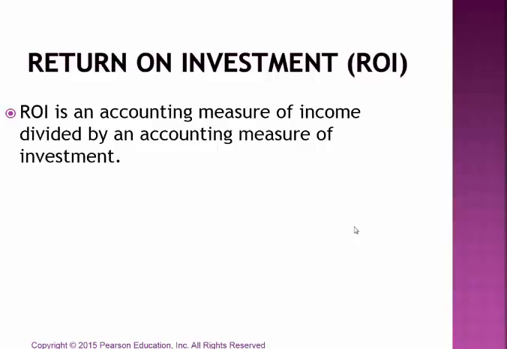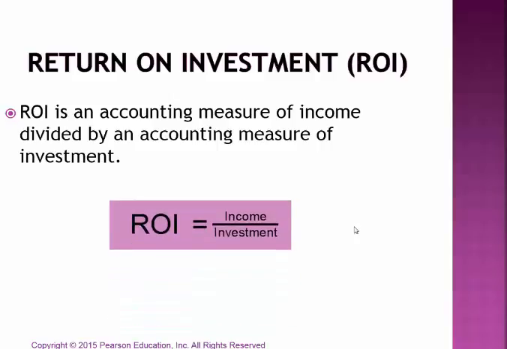It is also called the accounting rate of return. So return on investment is also called the accounting rate of return. And here again is what the formula is: income divided by investment. Where income varies by company, this income on the numerator here, many use operating income. However, some may use after-tax basis, and some may use net income.